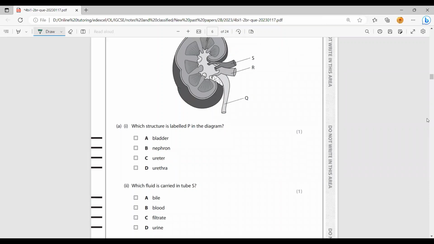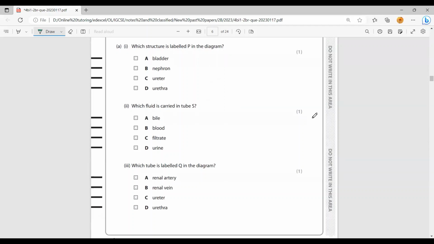And the question will go to Aisha. S, Aisha. Which fluid is carried here? Blood. Blood, of course. Bravo. Okay, which tube is labeled Q in the diagram?